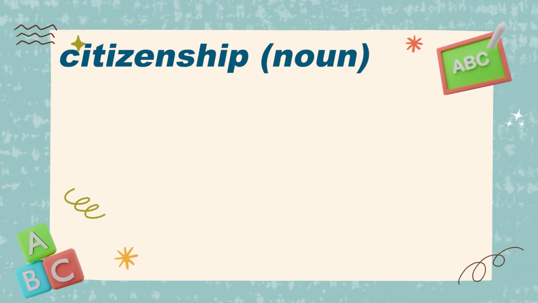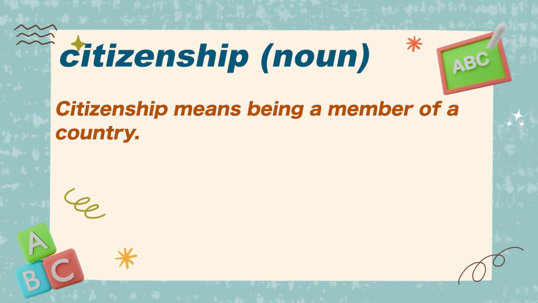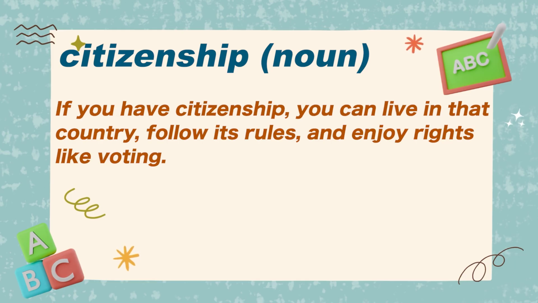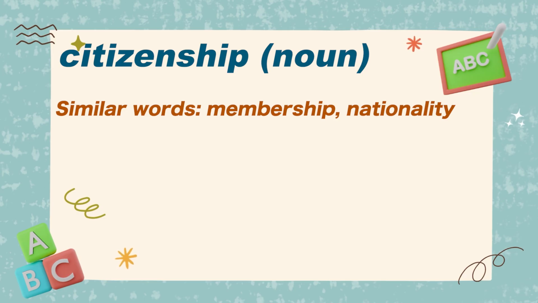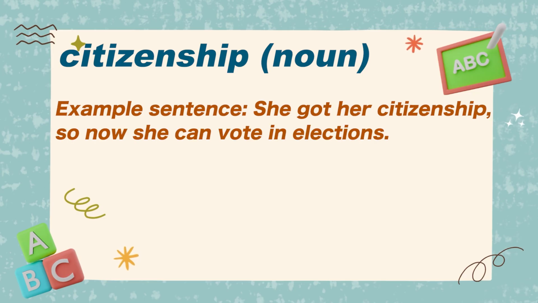Citizenship. Citizenship means being a member of a country. If you have citizenship, you can live in that country, follow its rules, and enjoy rights like voting. Similar words: membership, nationality. Example sentence: she got her citizenship, so now she can vote in elections.